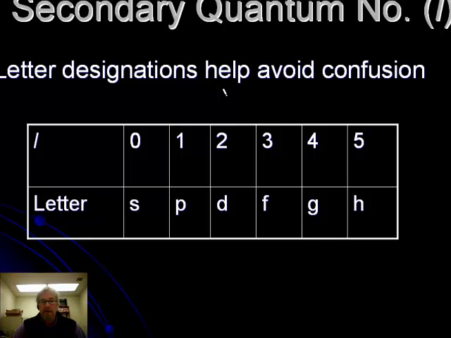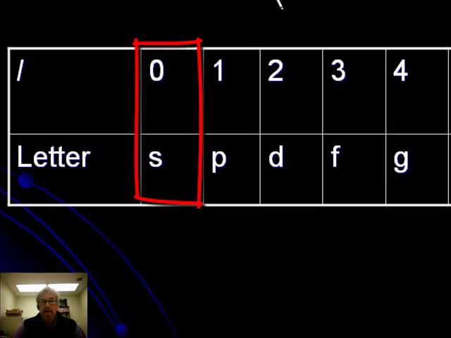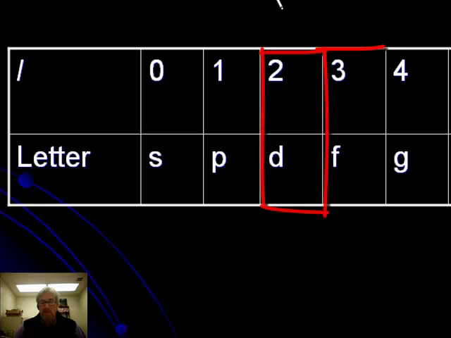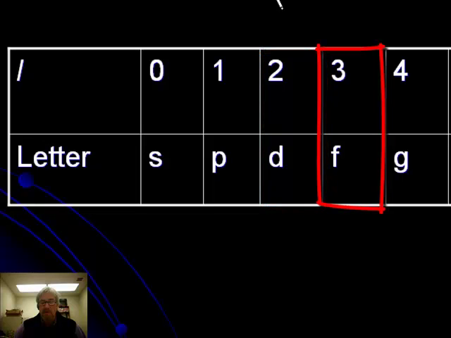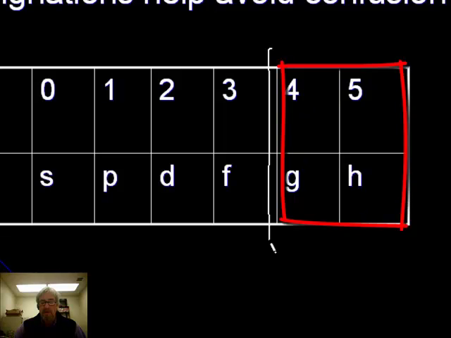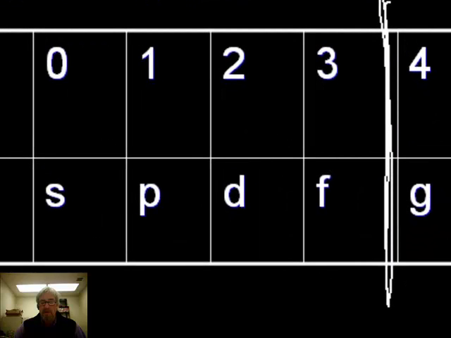Because l and n both have positive integers as their designators, we often substitute letter designations to help avoid confusion. So if l equals 0, we call that an s sublevel or subshell. If l is 1, we call it a p subshell. If l is 2, we call it a d. If l is 3, we call it an f. Those are the most common, and then it is possible to have l be 4 or 5, and the letters just keep going up, g and h, and if l was 6, it would be i. But s, p, d, and f are the ones that we're going to see most commonly.